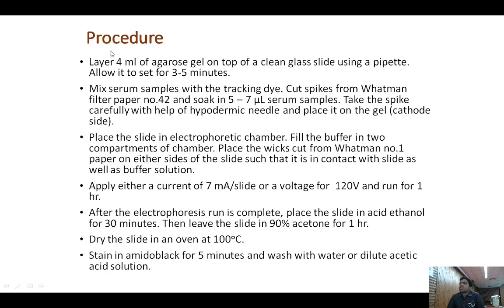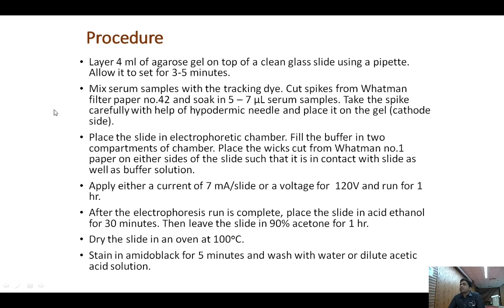Procedure. So first you will layer 4 ml. This is the typical conventional manual method of protein electrophoresis, agarose gel protein electrophoresis, which we normally do in the lab. If we were here we could have shown you, but right now it's not possible. So you have to layer 4 ml of agarose gel on a glass slide. This agarose gel is going to be your supporting media, and you put that on the slide evenly, and then it will take 3 to 5 minutes for setting down.